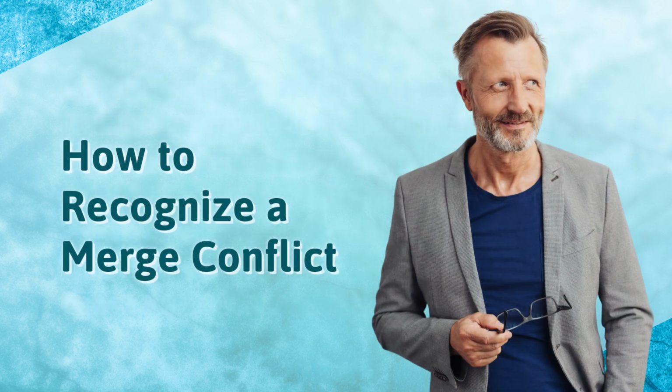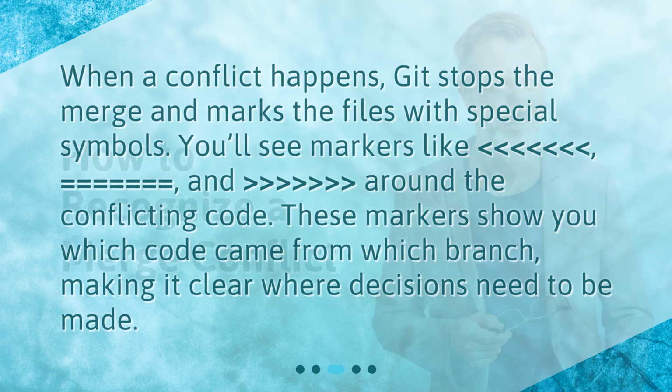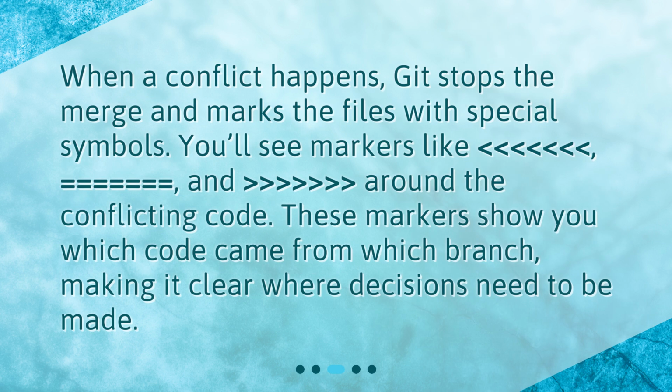How to recognize a merge conflict? When a conflict happens, Git stops the merge and marks the files with special symbols. You'll see markers like XY and XY around the conflicting code. These markers show you which code came from which branch, making it clear where decisions need to be made.